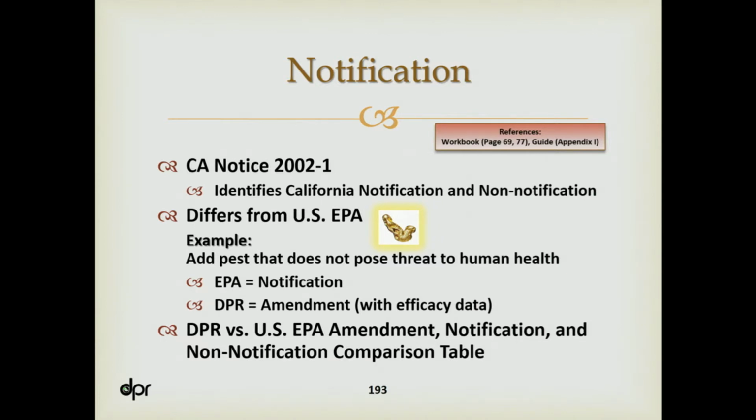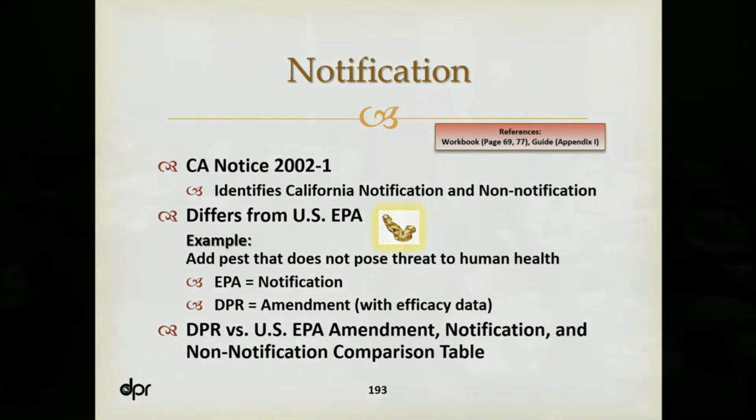So let's say an example up here is we're adding a pest that does not pose threat to human health. With the US EPA, that's notification. With us, it's a label amendment, and we need efficacy data to prove that you're adding that pest and it's efficacious against that specific pest. So again, there's subtle differences between the two.